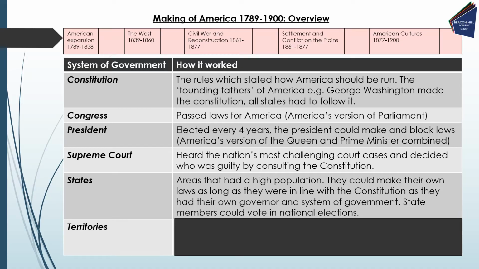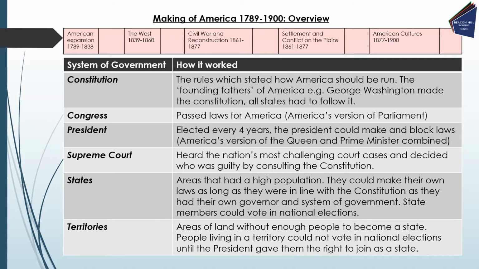So this is what lots of the territories wanted to become, to enable them to make their own laws and to have a voice really in how America ran as a whole. We've then got territories. So these are areas of land without enough people to become a state. So people living in a territory, as I've said, have less power. They cannot vote in national elections until the president gives them the right to join as a state. So just as a basis, really, you need to understand these key systems of the American government.